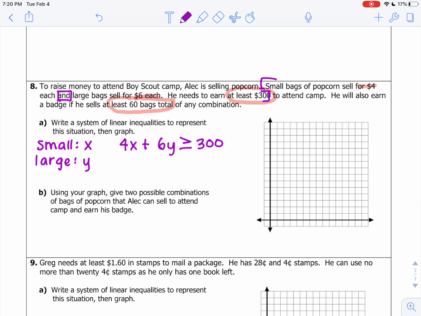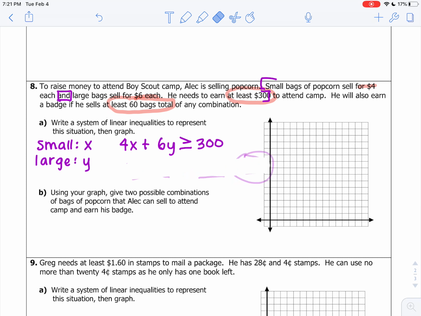to go to camp. He will also earn a badge if he sells at least 60 bags total of any combination, which means he could sell, I don't know, let's say he sold 12 small. That means he would still have to sell 48 large, right? Does that equal 60? It does. How am I going to write that equation then? Well, we don't know if it's going to be 12 small. I just gave you an example. We just have to equal 60 bags. You could have any combination. You could have had 13 small and 47 large, right? As long as they equal 60.